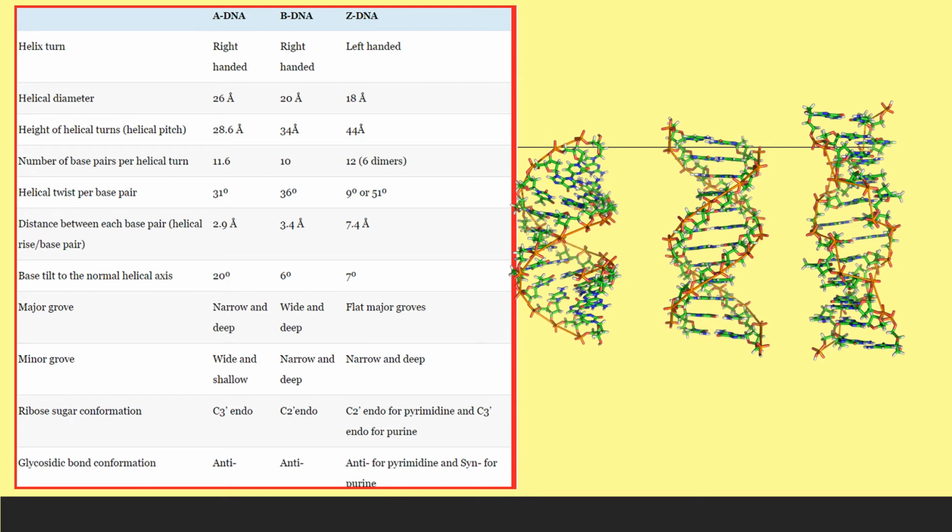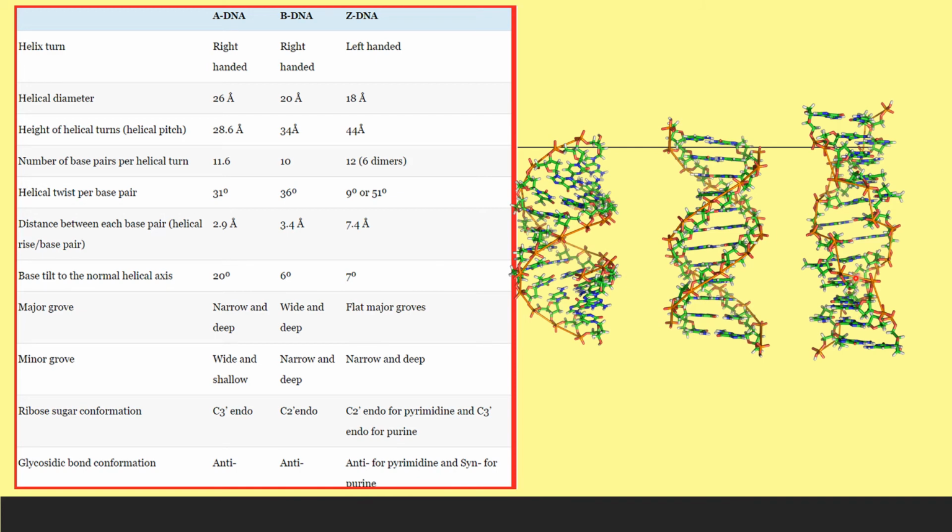The first thing is helix turn. aDNA and bDNA have right-handed double helical conformation, but the zDNA has left-handed double helical conformation. And the helical diameter is 26 angstrom in aDNA, 20 angstrom in bDNA, 18 angstrom in zDNA. And what about helical pitch or height of helical turns? It is 28.6 angstrom here, 34 angstrom here, and 44 angstrom here.